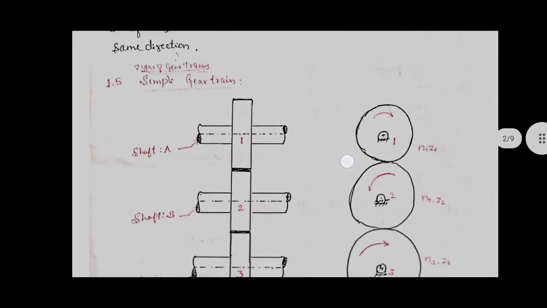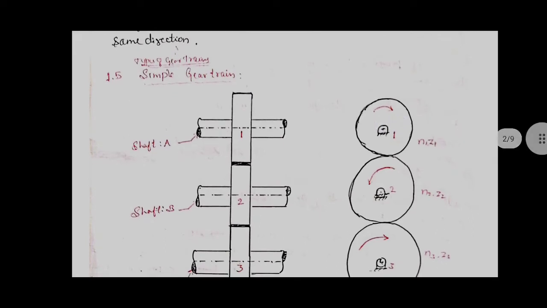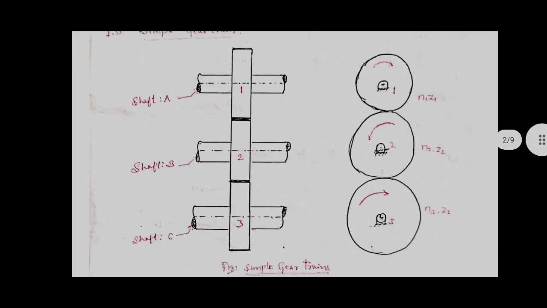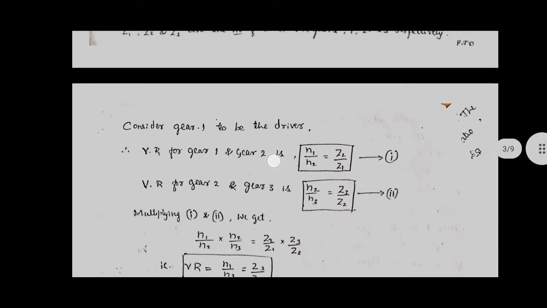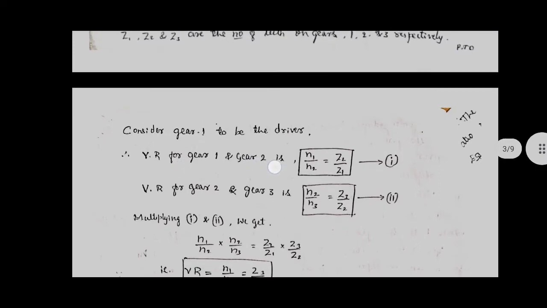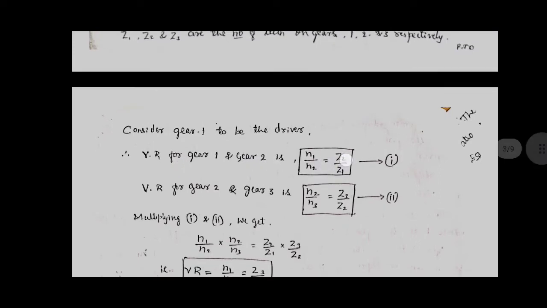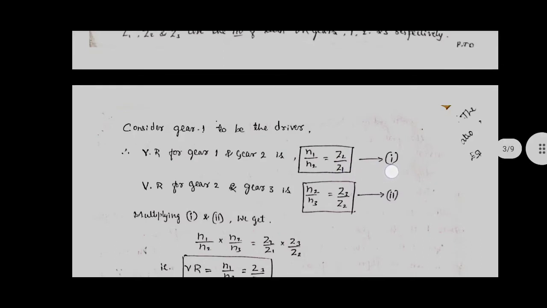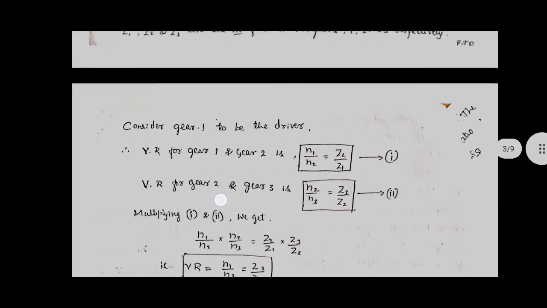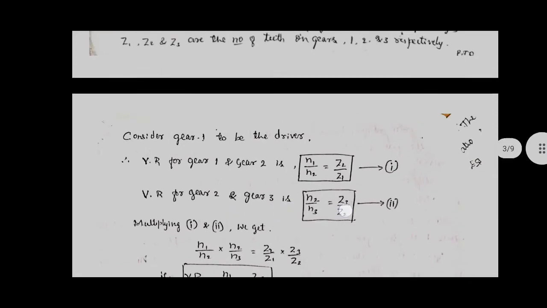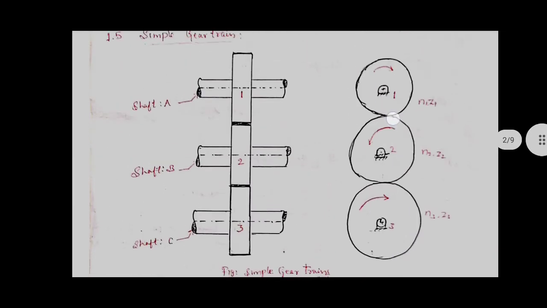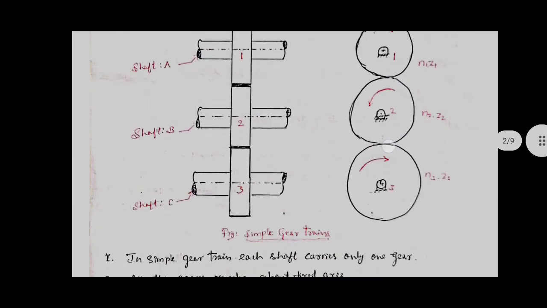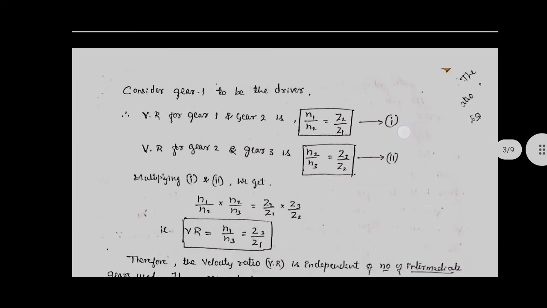So this is the driver gear we will consider here. The driver gear is a power transmitting gear. The velocity ratio of gears 1 and 2 is nothing but N1 by N2, which is equal to Z2 by Z1. That is taken as equation 1. Similarly, the velocity ratio of gears 2 and 3 is N2 by N3, which is equal to Z3 by Z2, meaning the velocity ratio between the first two gears and the second two gears. So these are the two equations you are going to get here.